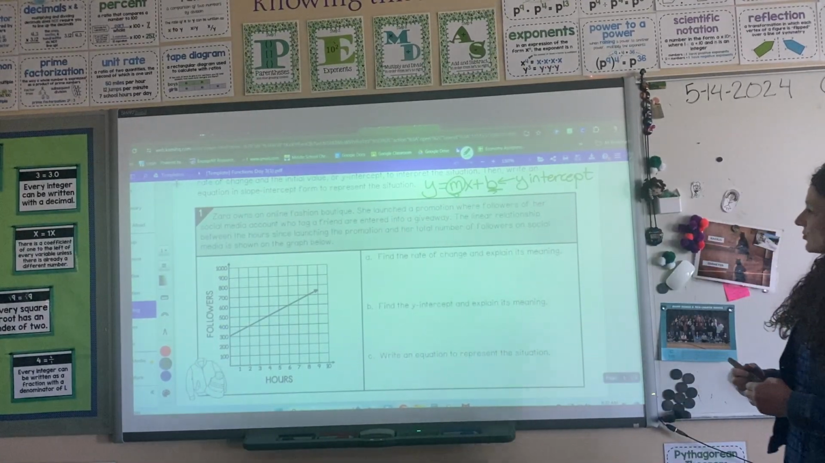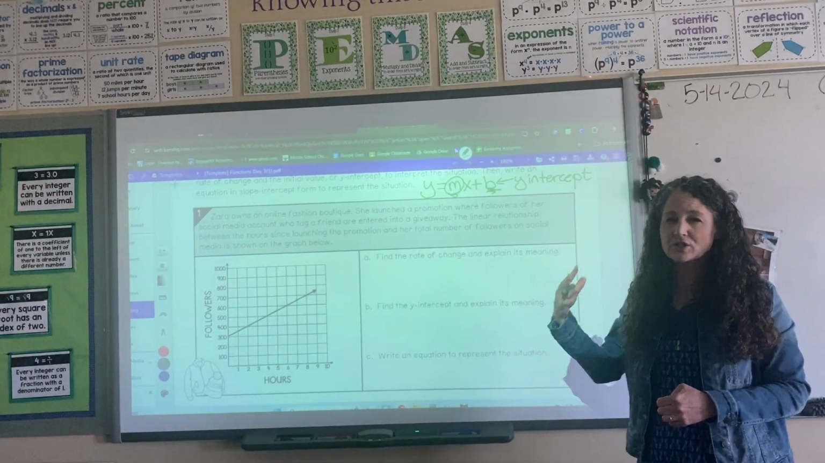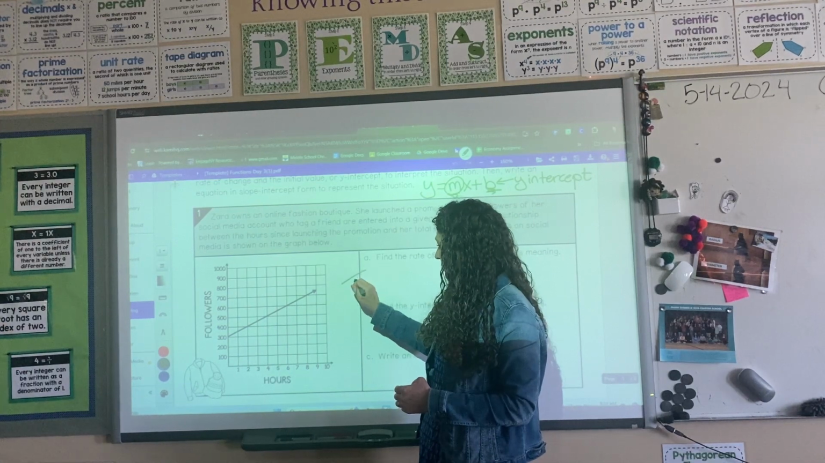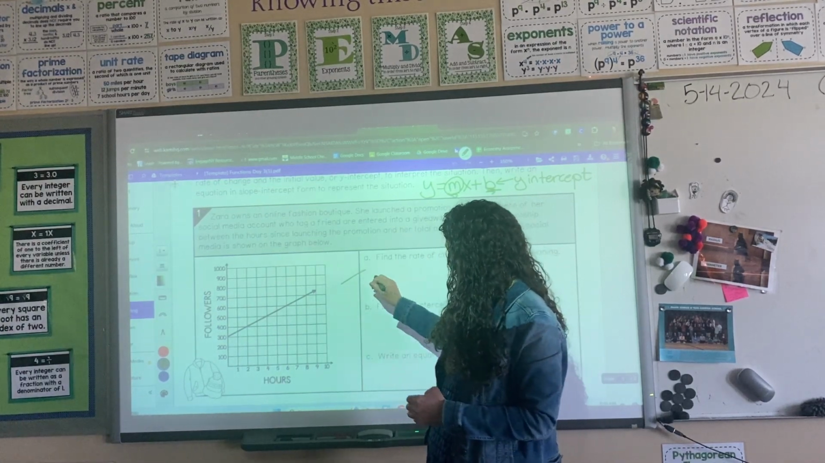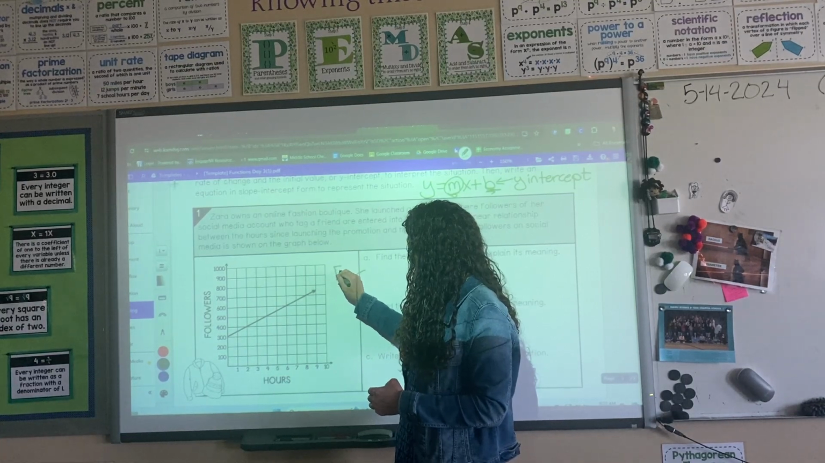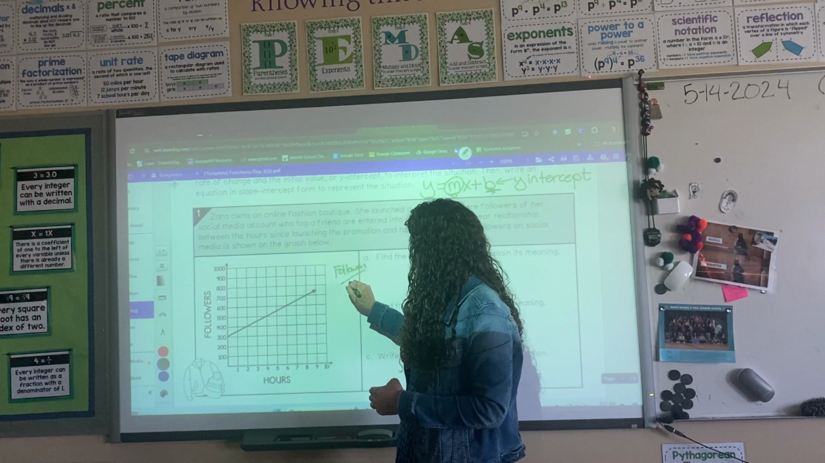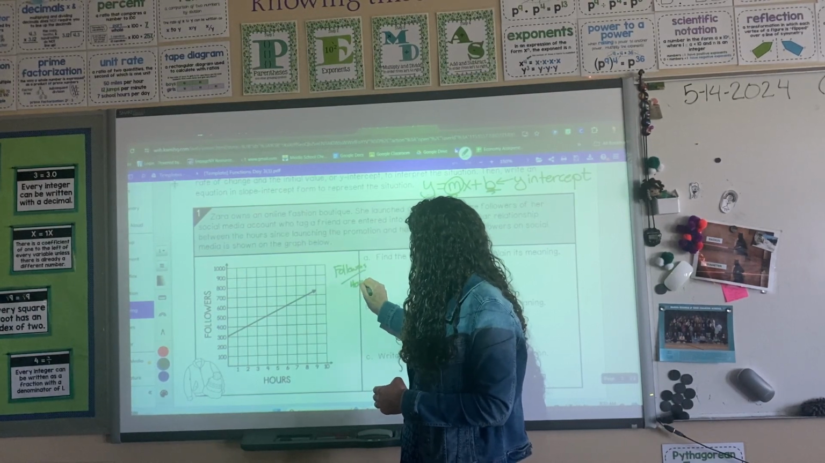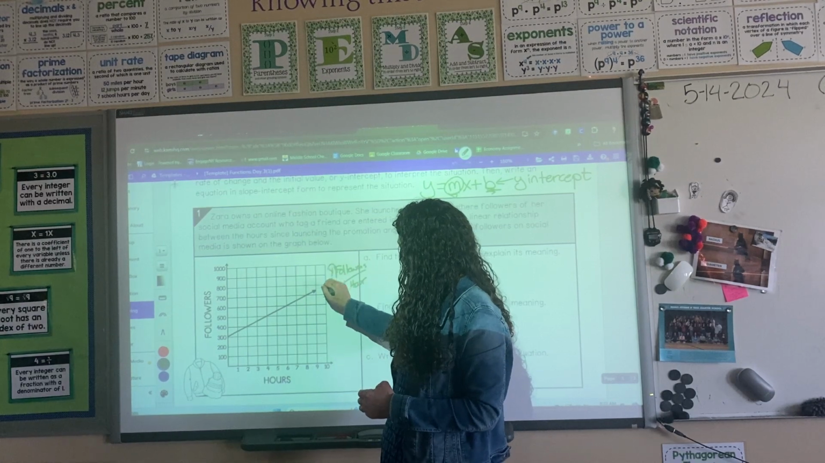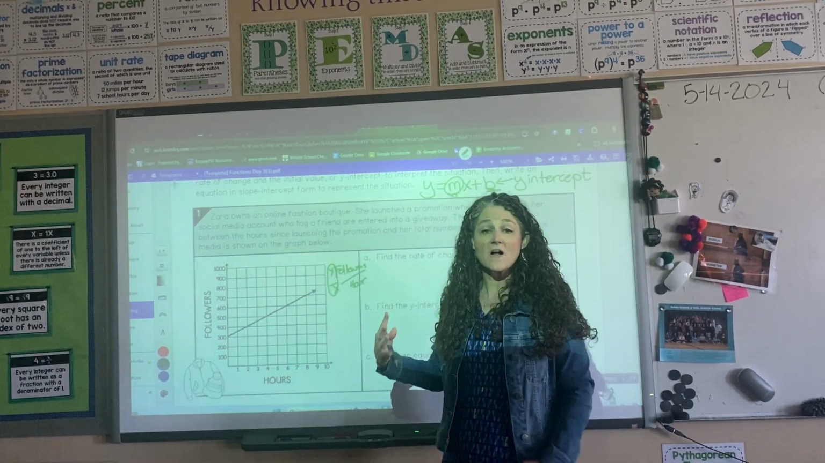So find the rate of change. So remember, the rate of change is always going to be over 1. How many per 1? So we've got our units. How many per hour? How many followers is she adding per hour? It is always the y over the x, right? That's our slope, is change in y over change in x. But for her, it's followers per hour.